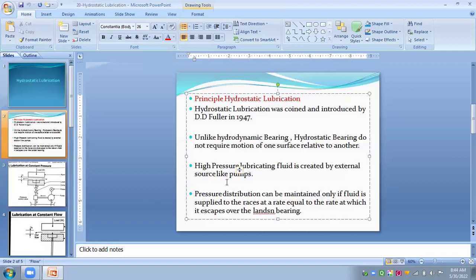Now we have to see how the hydrostatic bearing can fulfill some of the requirements. These bearings can fulfill heavy loading at low speeds, extremely low frictional resistance, and high positional accuracy, like in machine tool spindles. Now let us see the arrangement of the hydrostatic lubrication system.